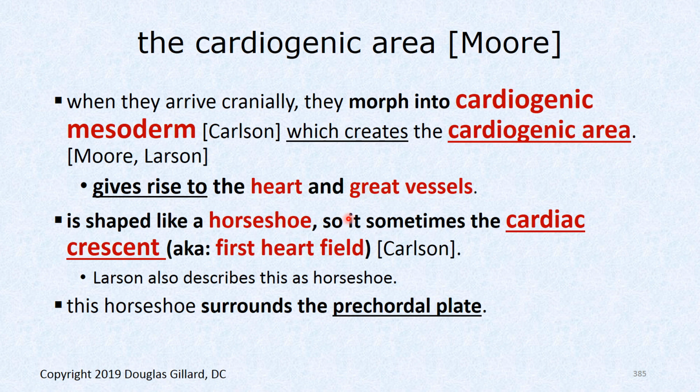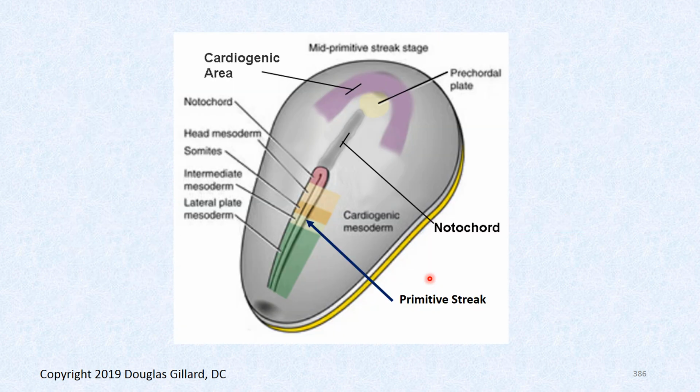They're kind of horseshoe shaped, so some authors give them the a.k.a. the cardiac crescent. So cardiac mesoderm, cardiac area, cardiac crescent. First heart field's another a.k.a. Those are all a.k.a.s for this cardiogenic area. Moore's Chiropractic Board of Examiner book, so call it cardiogenic area. Right? Let's look at a picture sometime is best.